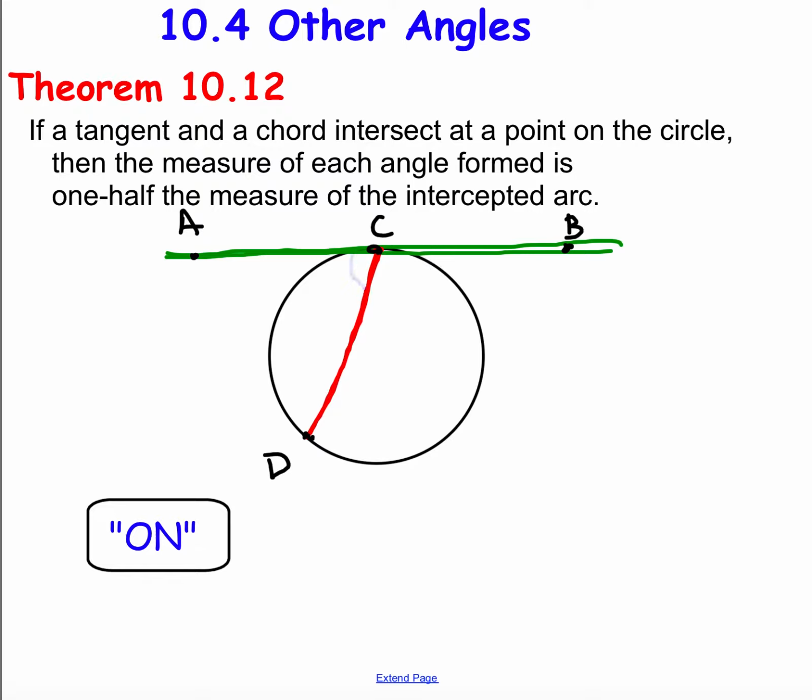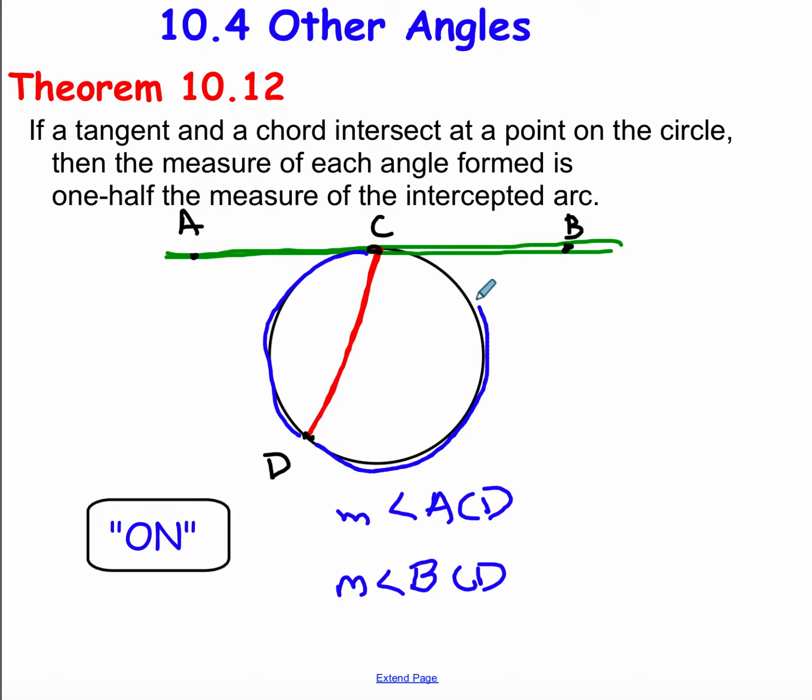Okay, just to get our bearings for a second. If a tangent and a chord intersect at a point on the circle, here we have a tangent and a chord intersecting at point C, then the measure of each angle formed, the measure of angle ACD and the measure of angle BCD, are both going to be 1/2 the measure of their intercepted arcs. This angle here is intercepting this arc, and this angle here is intercepting this arc.